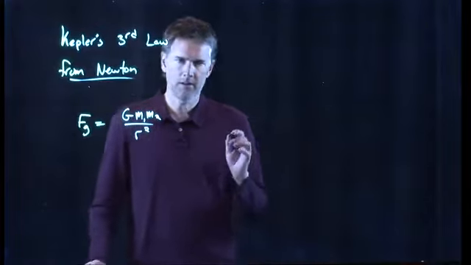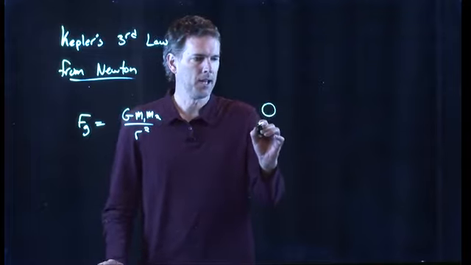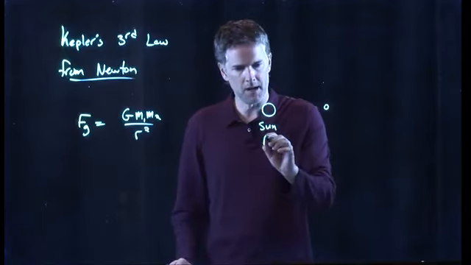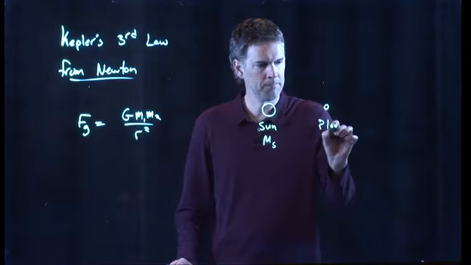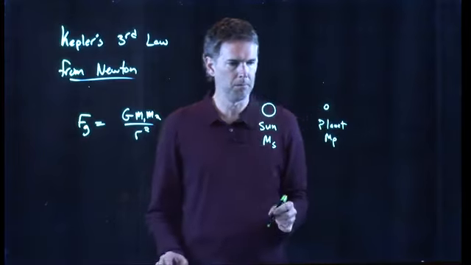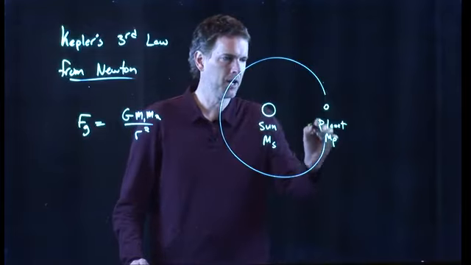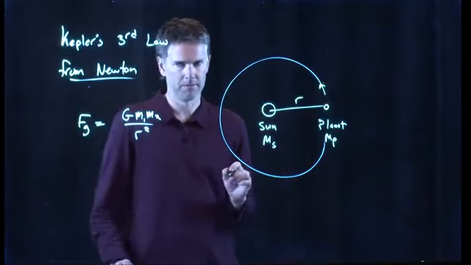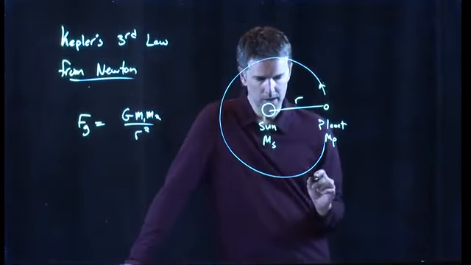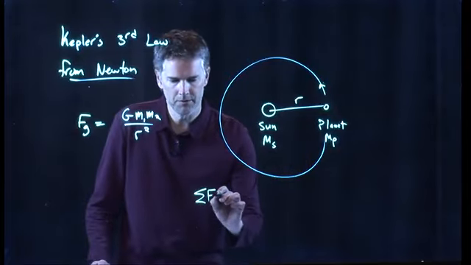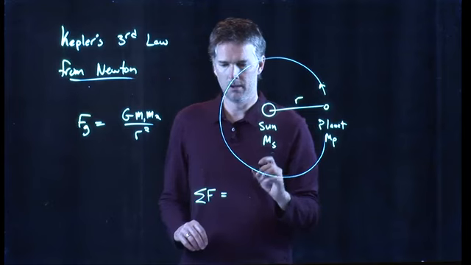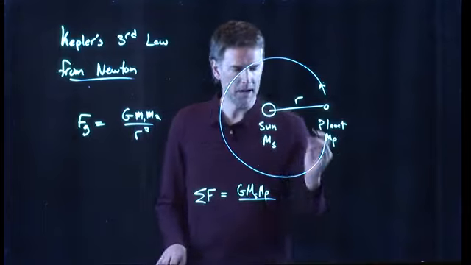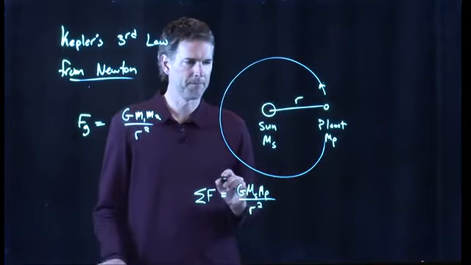So let's take the example of a planet orbiting the sun, and let's put it in a circular orbit. So the sun has mass m sub s, the planet has mass m sub p, and now this thing's going to go about the sun in a circular orbit. And it's a distance r from the sun. What we know is there has to be a force on that planet to keep it moving in a circle. That force is just gravity. And so it's G, mass of the sun, mass of the planet, divided by r squared.